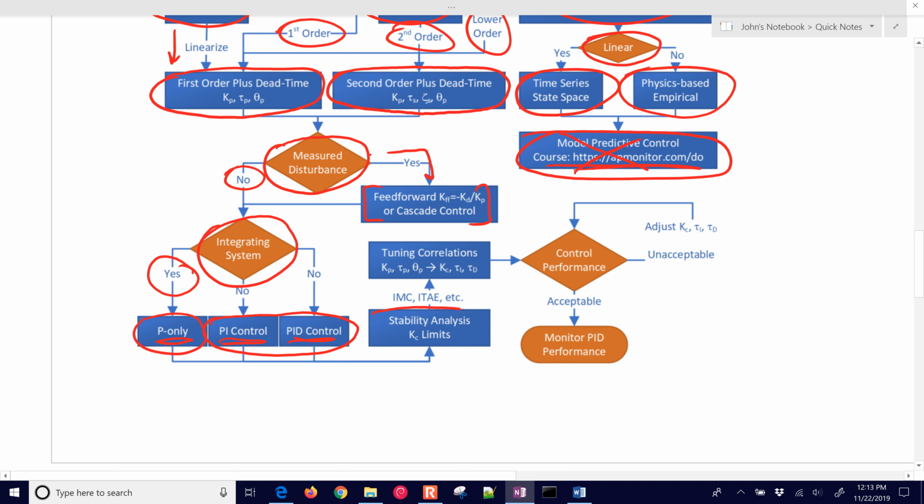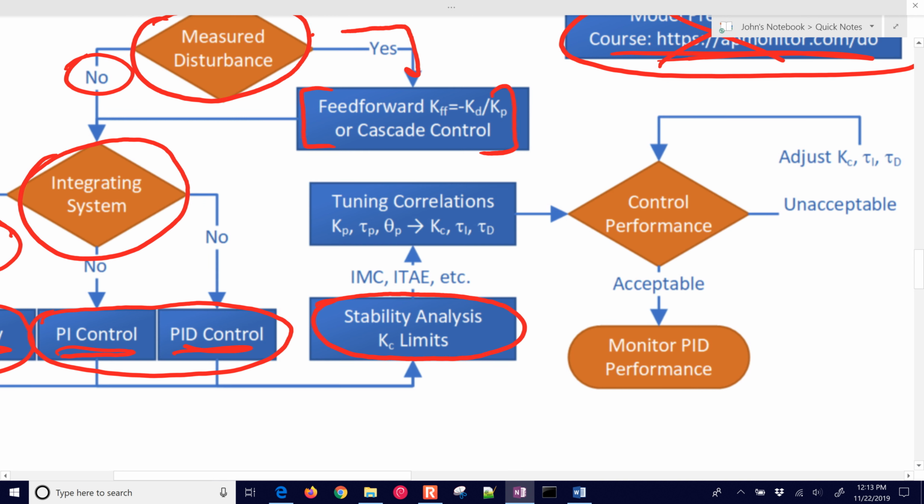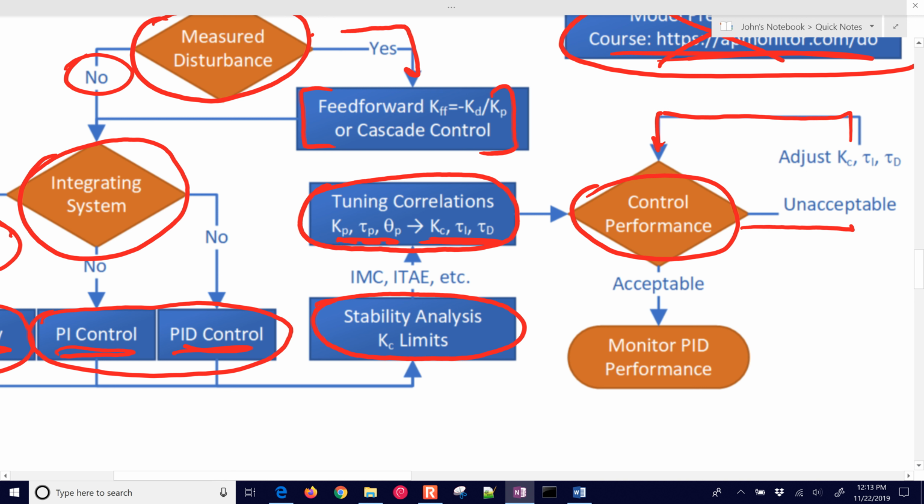We can do a stability analysis to determine what range of controller gains we can use, and then from there we can select appropriate tuning correlation that relates our first order model to the initial tuning values that we want for a PID controller. And then once we have those, we implement the control, and we determine if it's acceptable and adjust these tuning parameters, and then once it's acceptable, we monitor the PID performance.